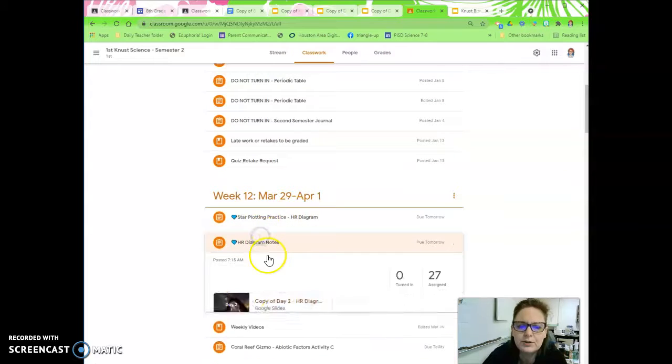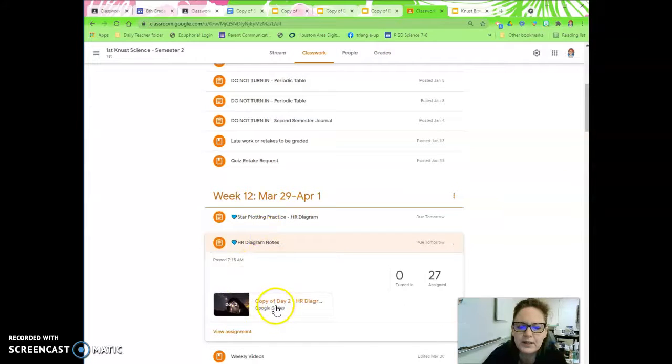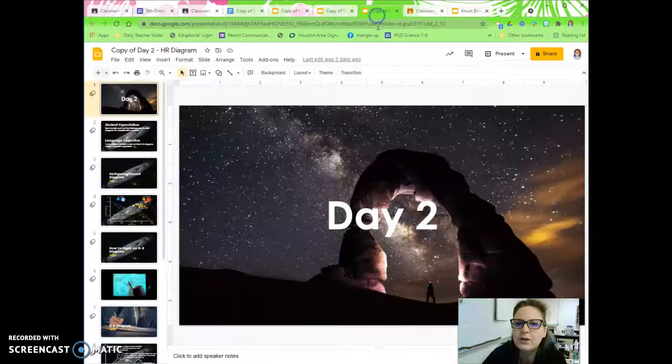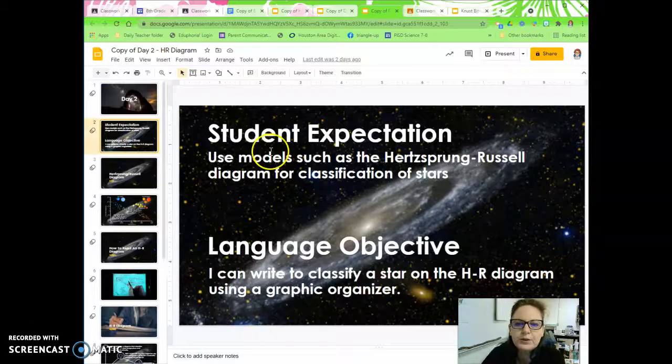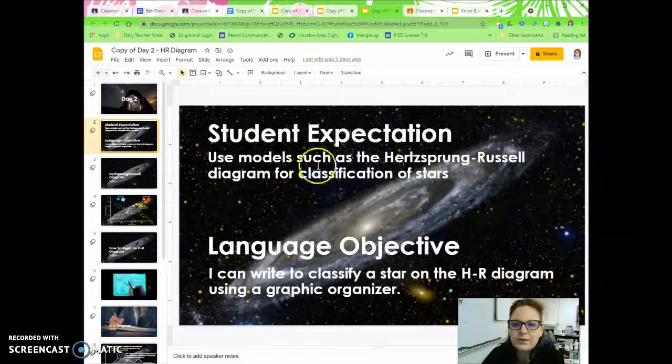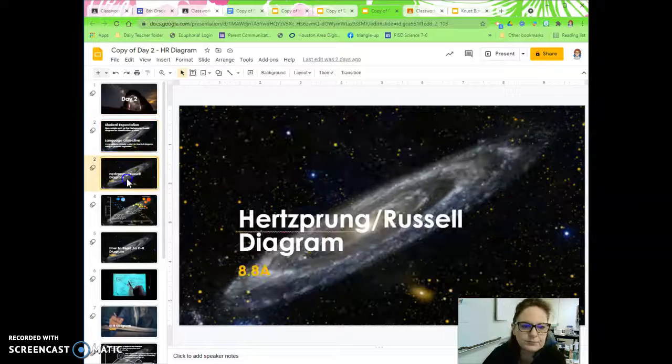So when you go into your HR diagram notes, you have the student version here. Your student version says day 2. Some of my classes, yes, we did day 1 yesterday. Some of my classes, we didn't do day 1 yesterday. We will do day 1 later because the HR diagram is the more important thing to do. And so we'll do that now and do the other things later. So we're going to use models such as the Hertzsprung-Russell diagram for the classification of stars.